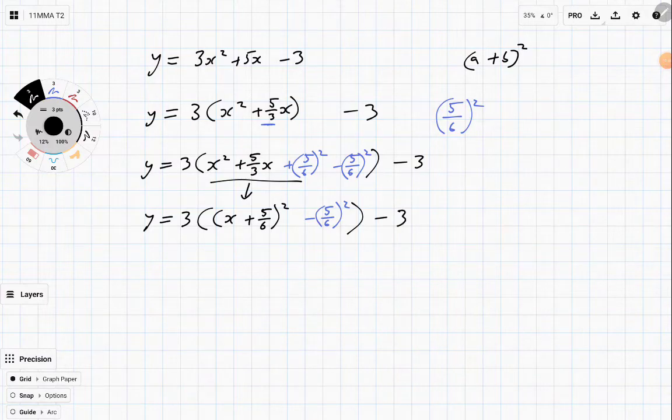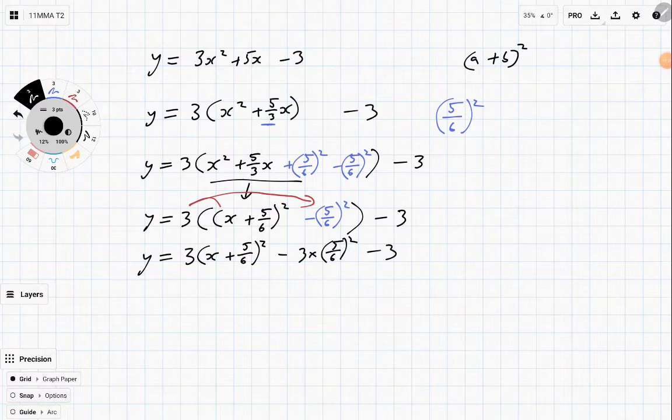Now this part's finished. The problem is I've got 2 sets of brackets and I only need 1. I've actually got 3 sets of brackets, but let's worry about this one a little bit later. So the first thing I'm going to do is I'm going to expand these brackets. So it's 3 times that, 3 times that. And then 3 times (5/6)² minus 3. Now this left bit is all done. That's ready to go. We're all happy with that section. This is now the mess that we've got to clean up.